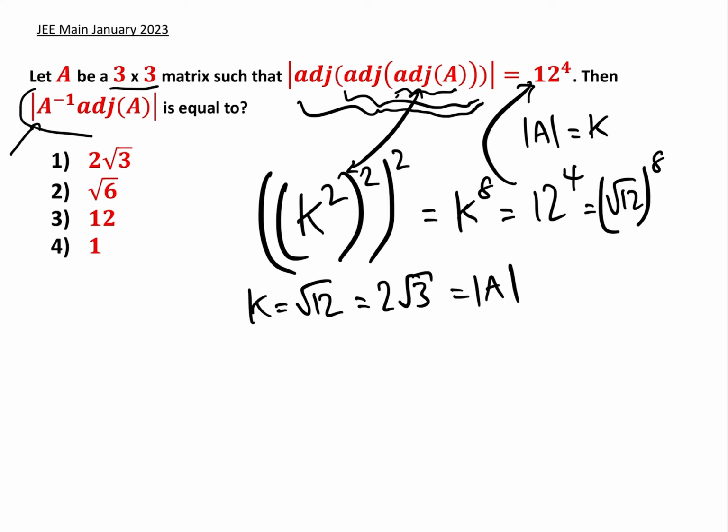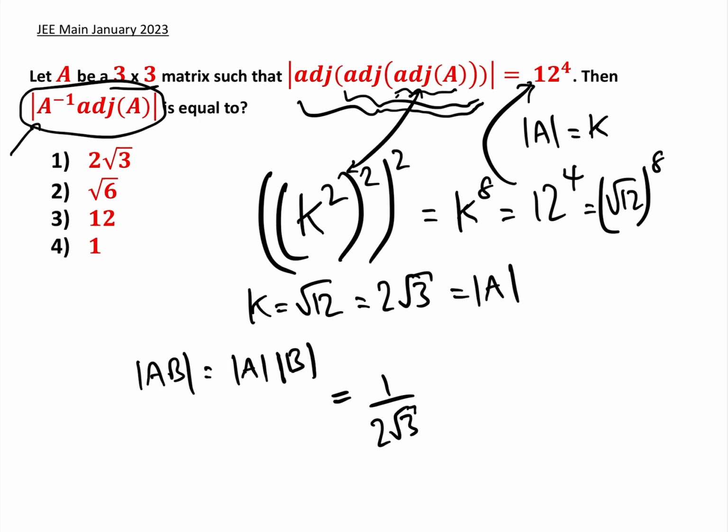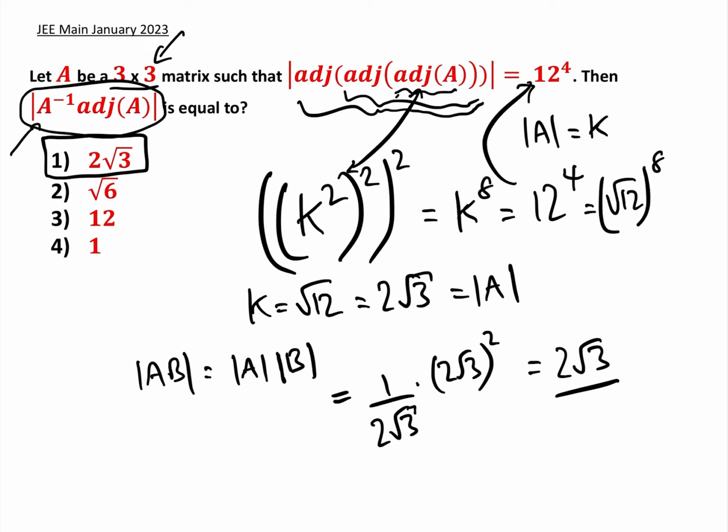So now we have to find the determinant of A minus 1 times the adjoint of A. Well, the determinant of AB is equal to the determinant of A times the determinant of B. We've done that in a previous video. So therefore, the determinant of the inverse of A times the adjoint of A equals 1 over the determinant of A, which is 1 over 2 root 3, that's the inverse, times the adjoint of A, which we know is equal to the determinant of A to the power of n minus 1, and we know that n is 3 here, so this is by rule 2, which equals 2 root 3. And so therefore our answer to number 1 is 2 root 3.